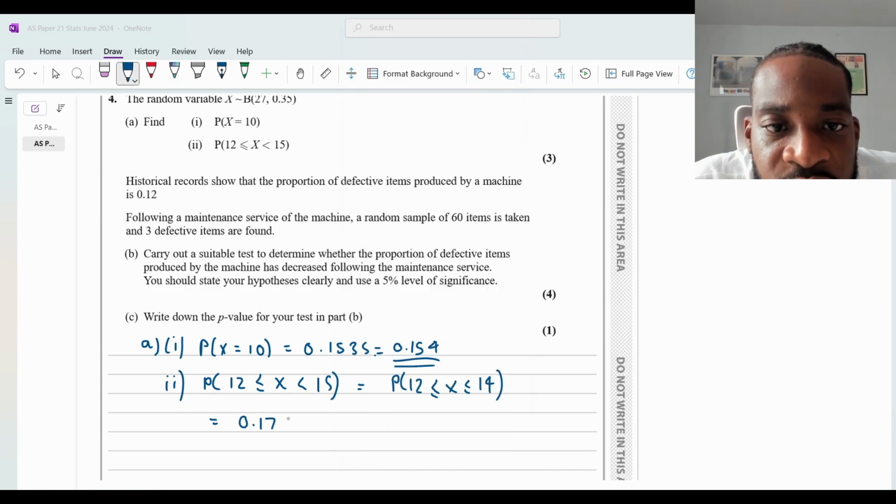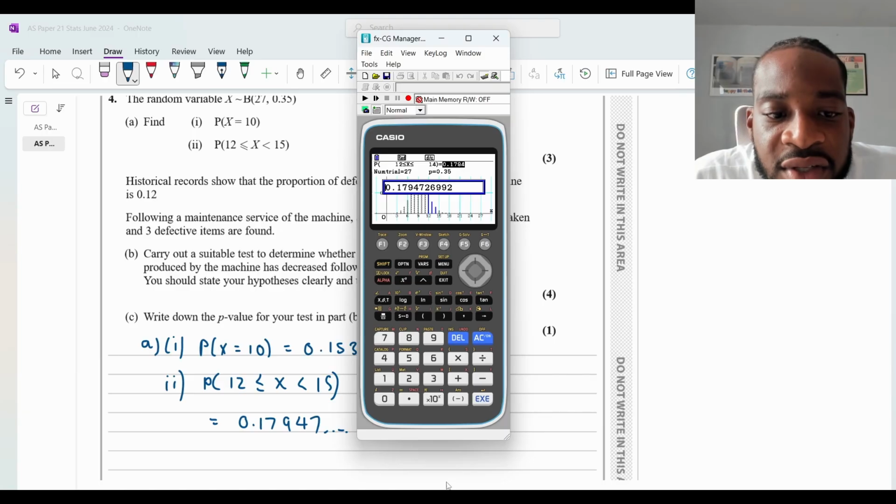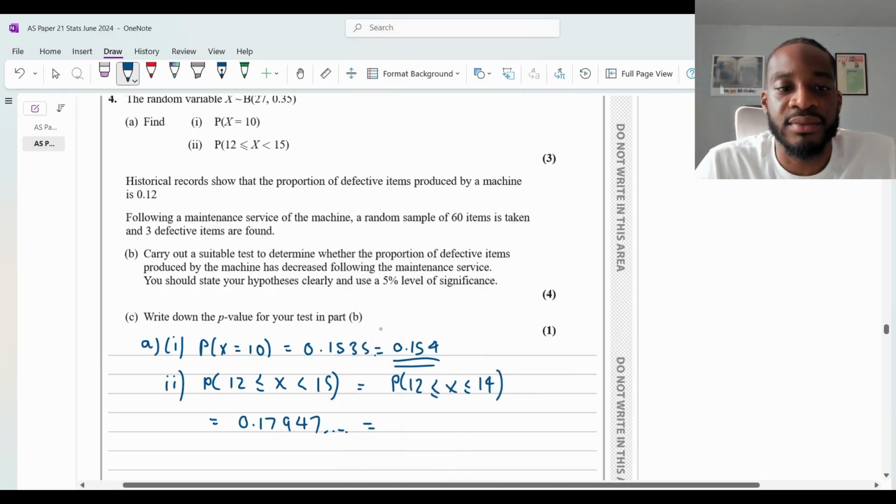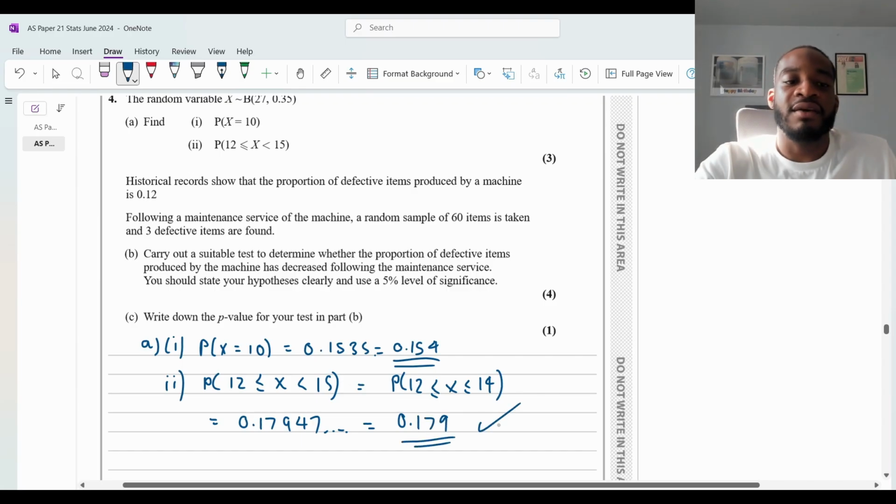0.1794947... Let me just write 947, and then this is equal to, to three significant figures, 0.179. Perfect. 0.179. And that is it.